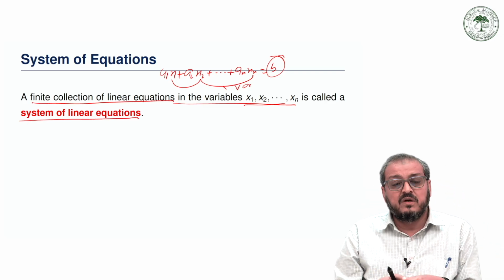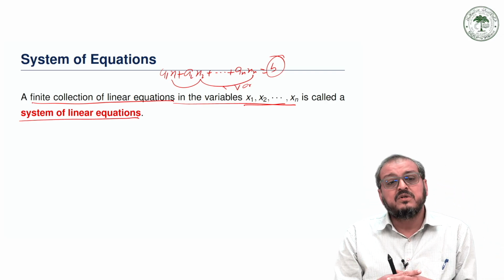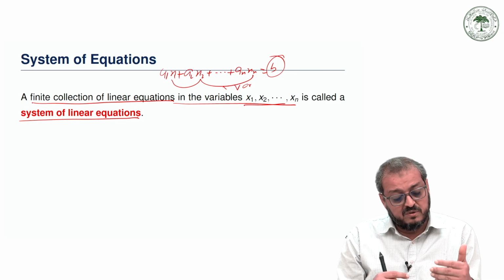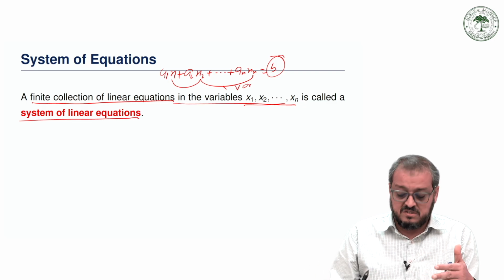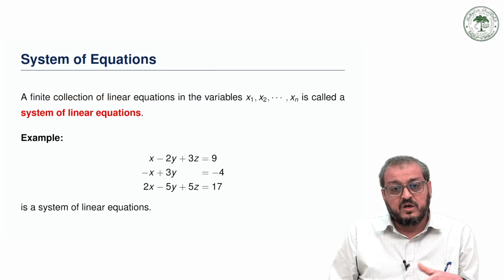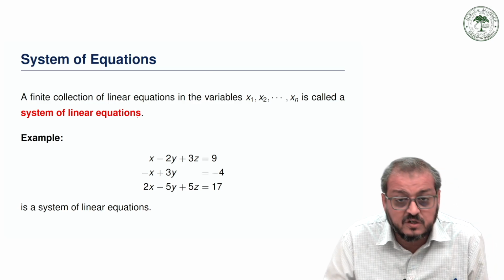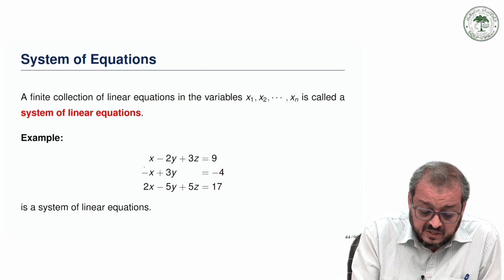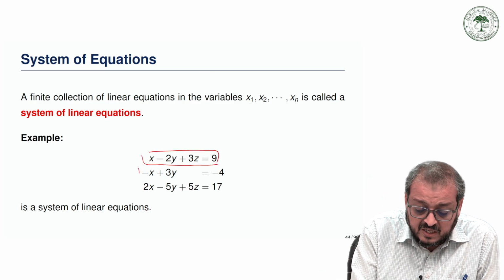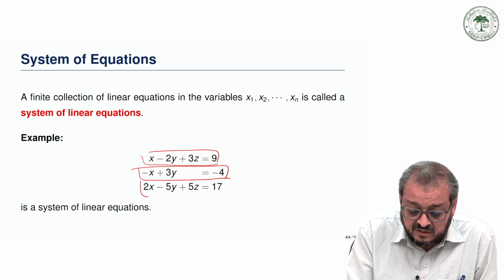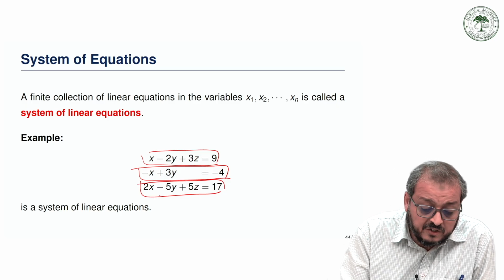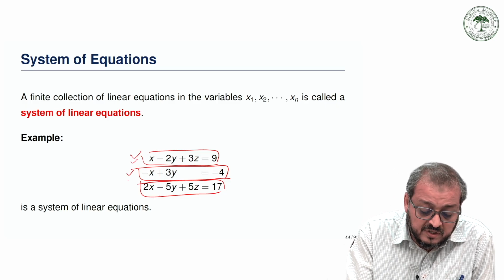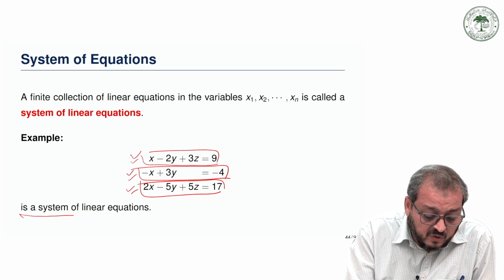A finite collection of linear equations means we may have two equations, three equations, four equations, or m equations, and the number of variables remains the same in all these equations. Suppose for example, this is clearly a linear equation, and this is another linear equation, and this is another linear equation. So these are three linear equations, a collection of finite linear equations forming a system of equations.